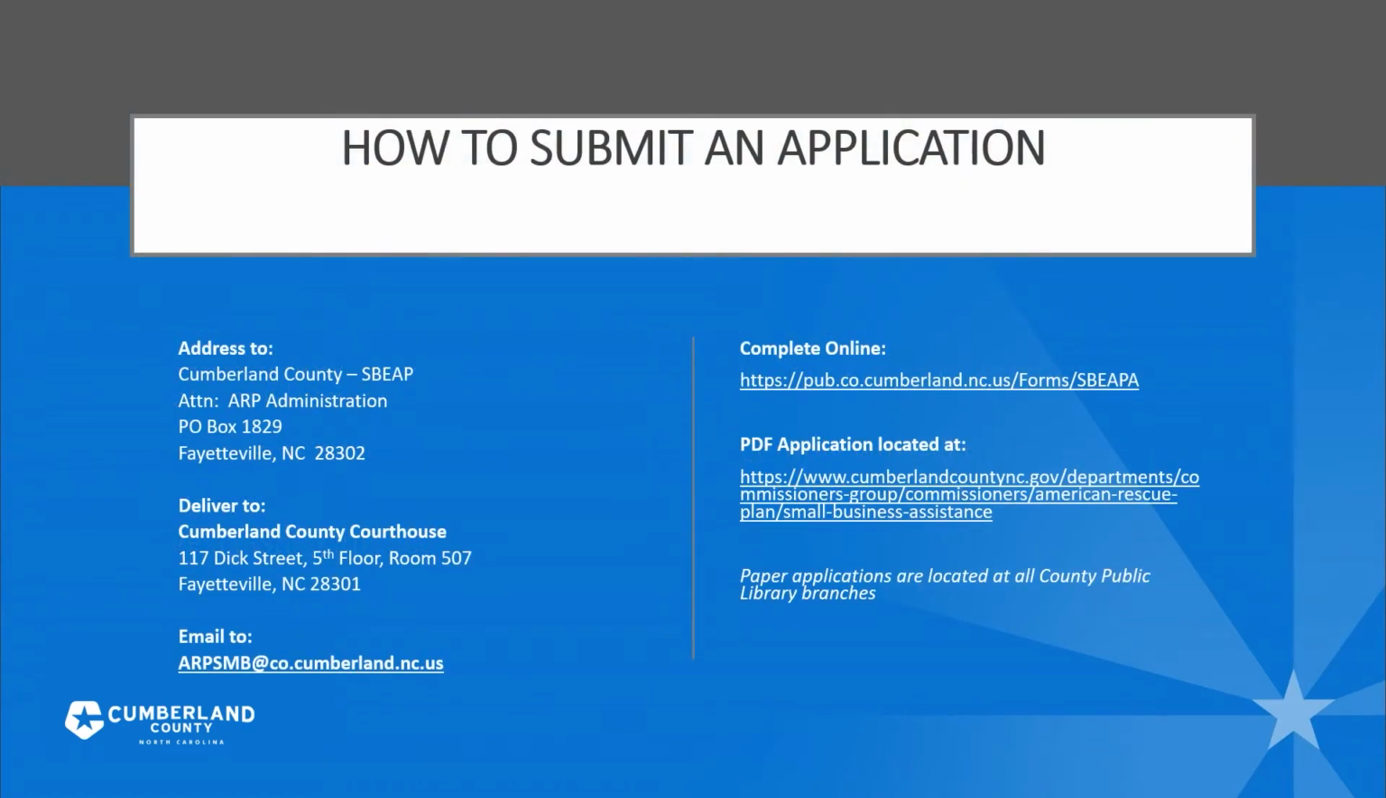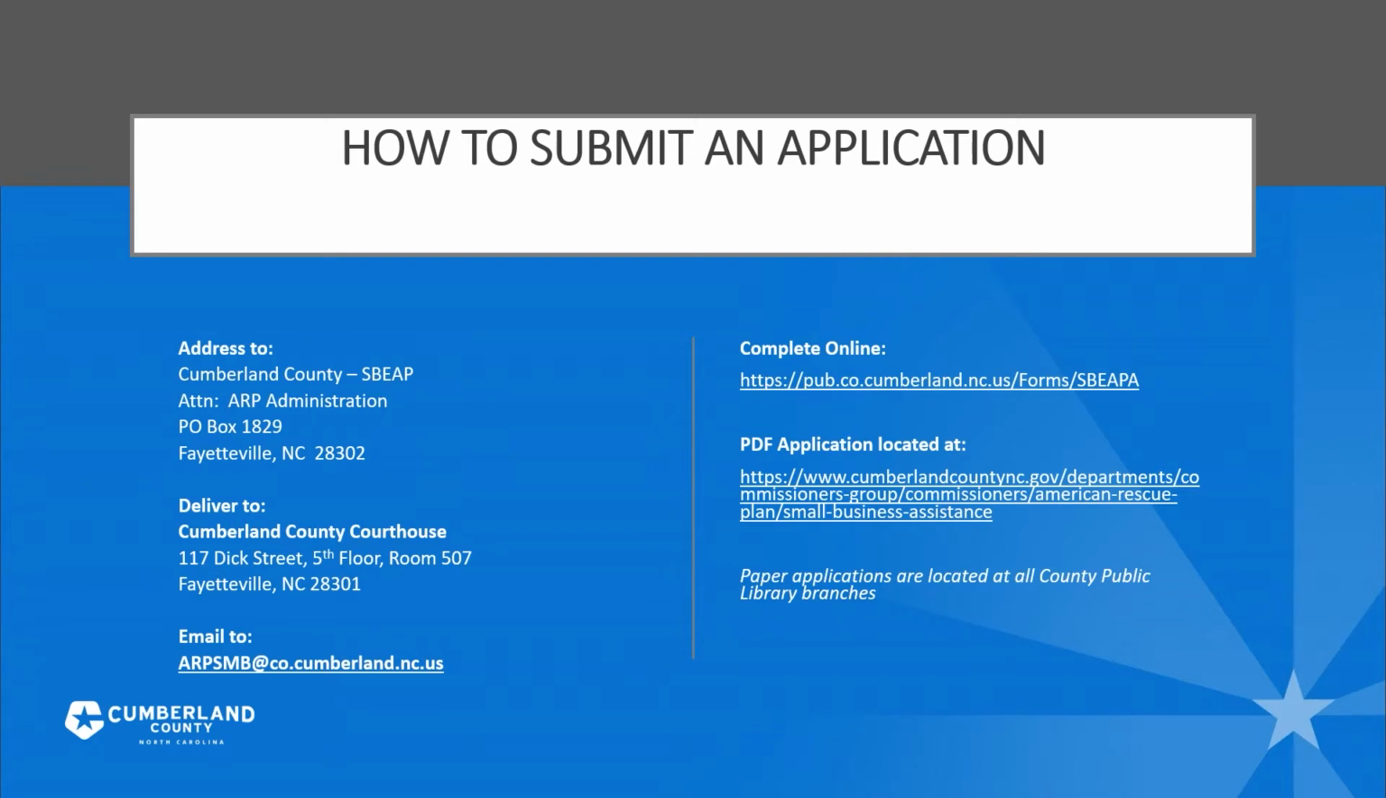There are 3 ways to access the small business application and 4 ways to submit it. The application can be accessed electronically at cumberlandcounty.nc.gov/ARP under the Small Business tab. There you will find a PDF version as well as the online web application. You can also pick up a printed version at any of the Cumberland County Public Library branches.